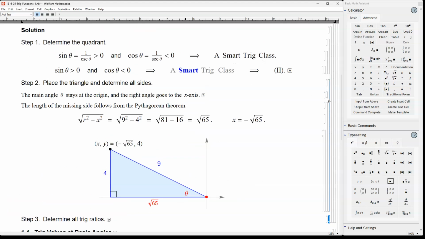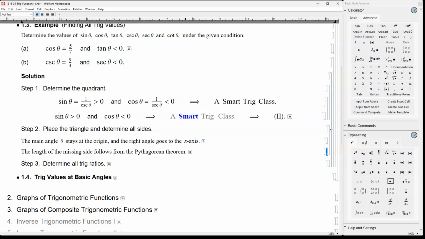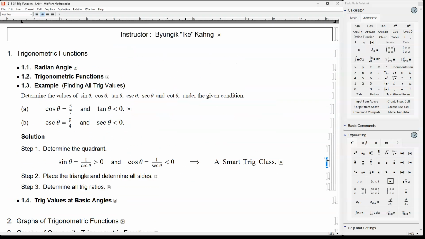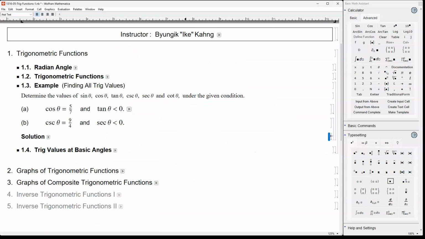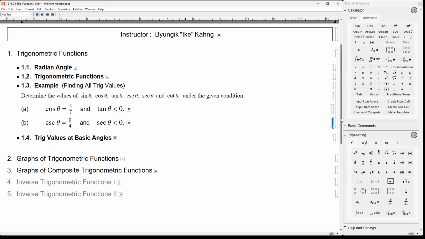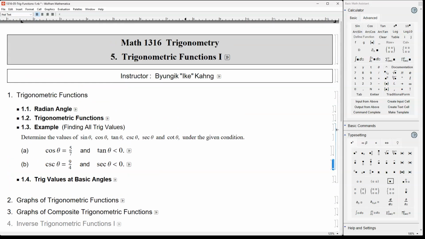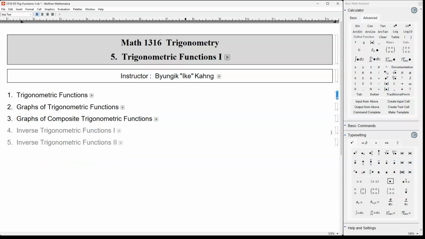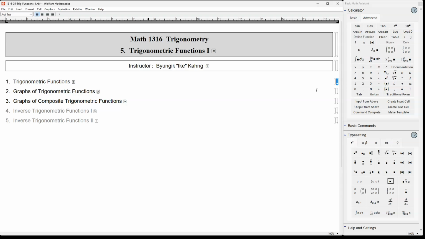If you want to use the second method, that's fine. In that case, you can completely disregard the quadrant and draw the picture and get all those labels done. Find the missing side using Pythagorean, get everything done, and then figure out pluses or minuses in a completely separate place. A smart trick class again. Okay, so much for section 1, and let's meet again in section 2 in a separate video.